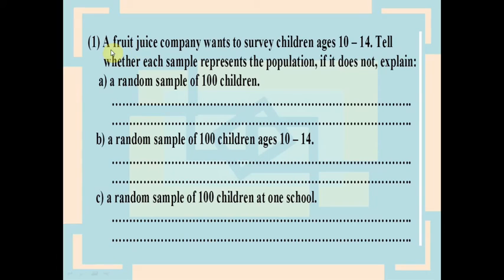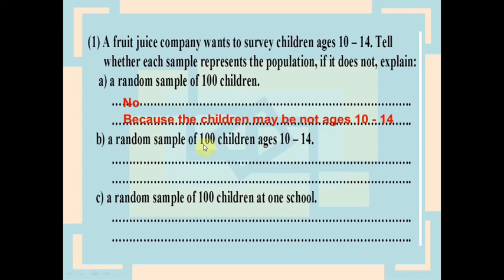Example number 1. A fruit juice company wants to survey children ages 10 to 14. Tell whether each sample represents the population. If it doesn't, explain. A: a random sample of 100 children. This sample does not represent the population. No. Why? Because here the children may not be ages 10 to 14. Because for the children to represent the population, they must be ages 10 to 14.